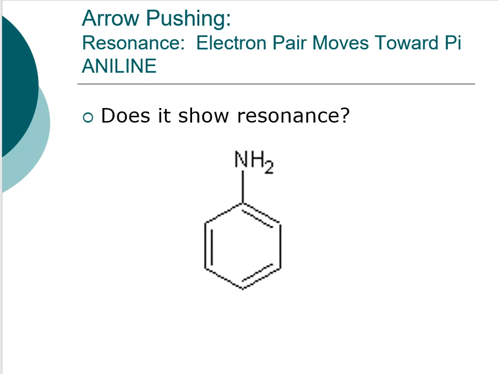Here's another example. Does it show resonance? Here, the answer is just a simple yes or no. That's all that we're after. Does it show resonance? Well, this nitrogen, keep in mind, they're not showing you the whole thing, has 2 sets, or 1 set of electrons, 2 dots.